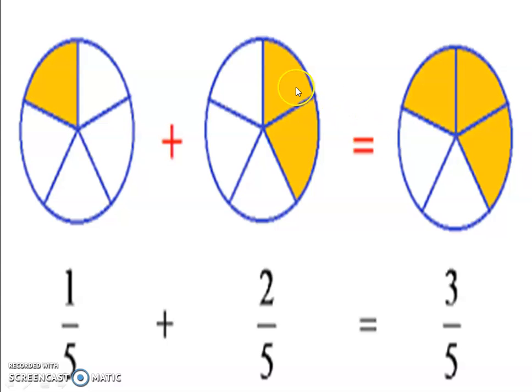Plus is there. We choose 2 parts out of 5, so 2 upon 5. The denominator is the same, and the numerator will be added. So it is 3 upon 5. So it is 2 plus 1. So we cover 3 parts and the total parts are 5.